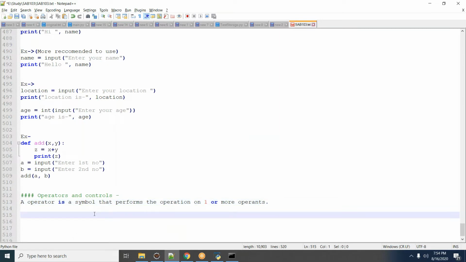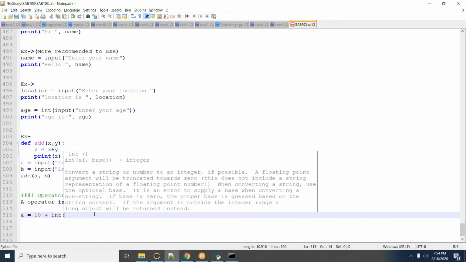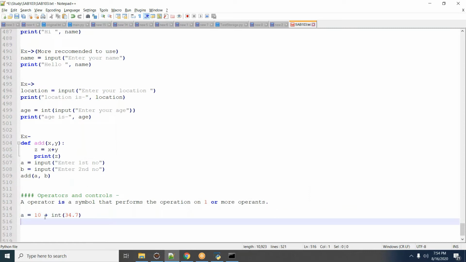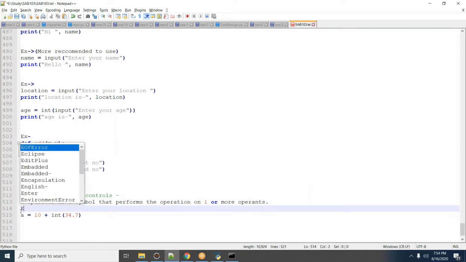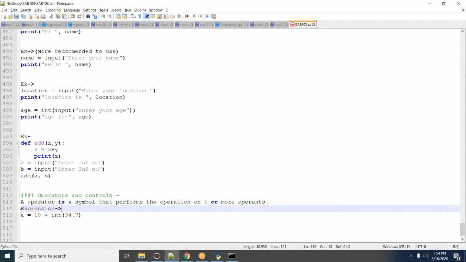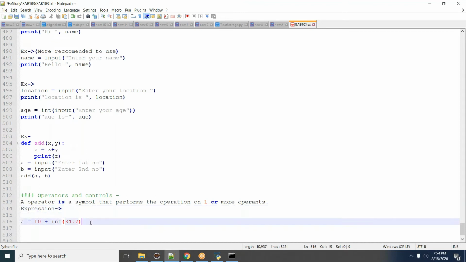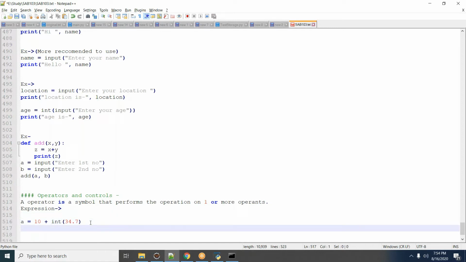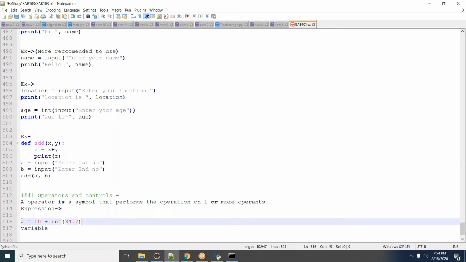Now, what does it mean? For example, let's say I'm writing a is equal to 10 plus int of 34.7. Let's say I have this expression: A is equal to 10 plus int of 34.7. So what is A here? A is a variable. What is equal to here?